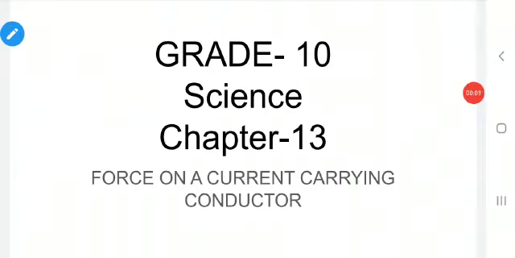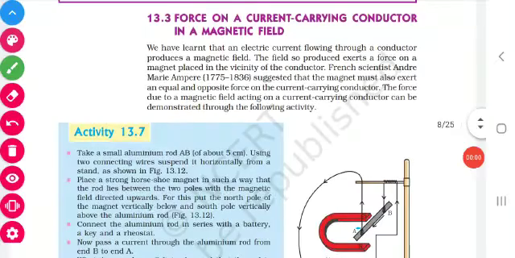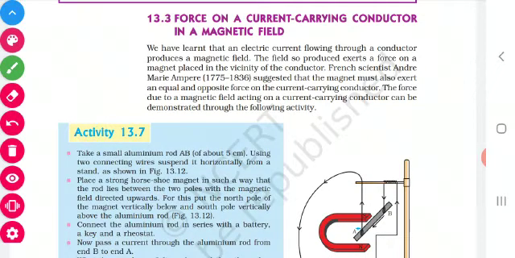Grade 10 Science, Chapter 13, Force on a Current Carrying Conductor. Dear children of grade 10, welcome to the science class. In the previous class, we discussed magnetic field and magnetic field lines. And we also discussed how the magnetic field is produced due to current in a circular loop, in a straight line conductor and in a solenoid.